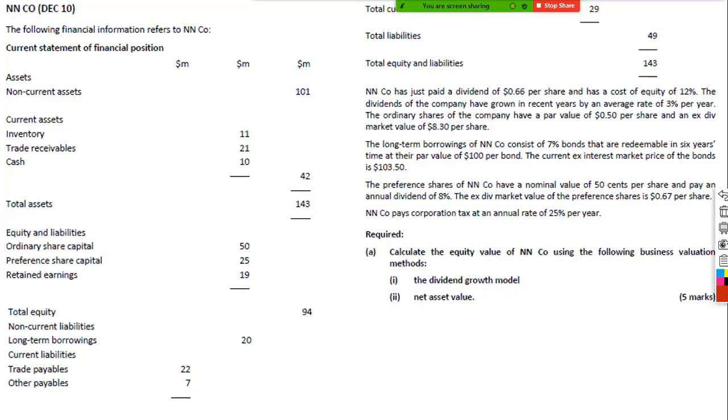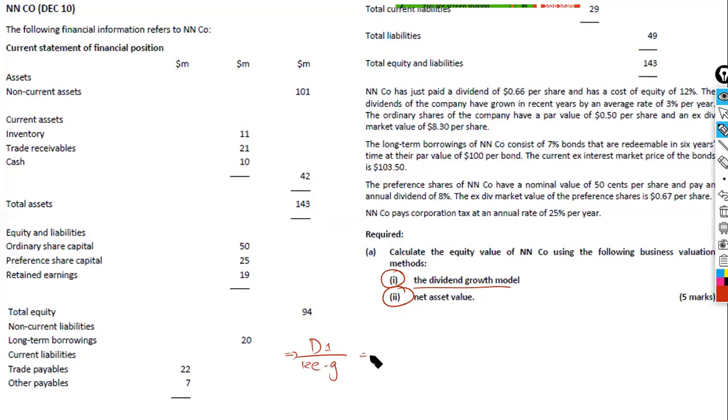So let's try another question. NN company, you have been given this data and you need to compute the value of NN company using the dividend valuation method and the net asset method. Try it yourself first. So, computing through the dividend valuation model, D1 upon KE minus G.